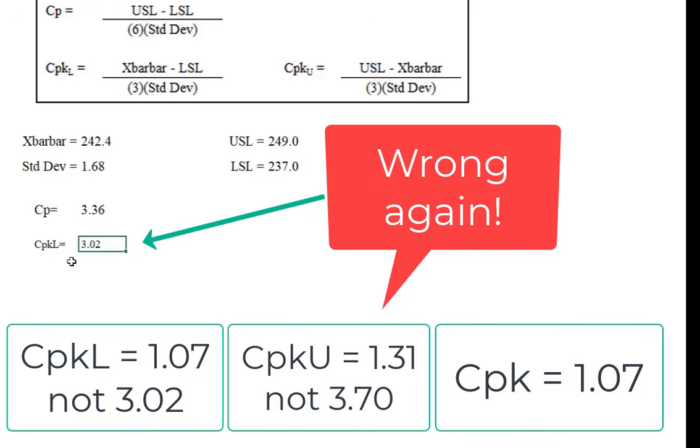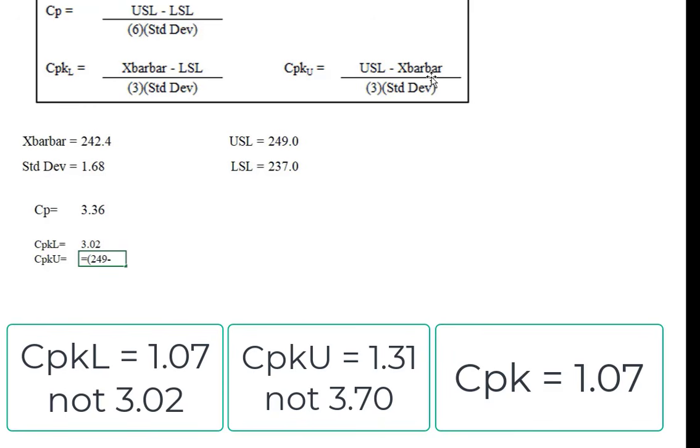But wait a minute, we have a CPK upper. Let's calculate that. CPKU equals my upper specification limit, which is 249, minus my X bar bar, which is 242.4, divided by 3 times my standard deviation, 1.68. And I fix that, 3.70. And so you say, well, which one do I use?